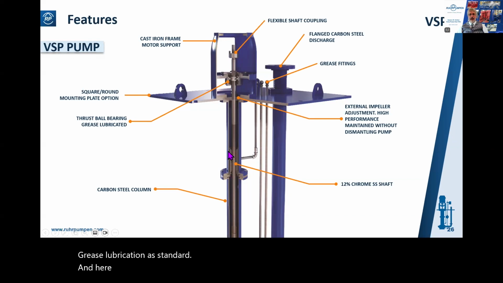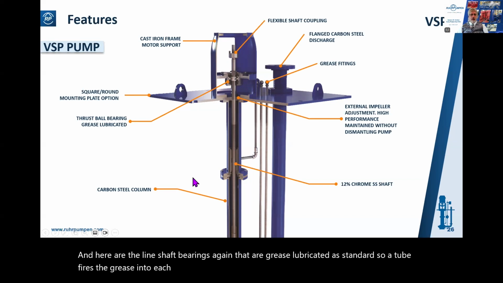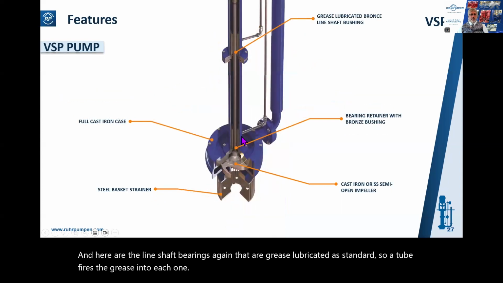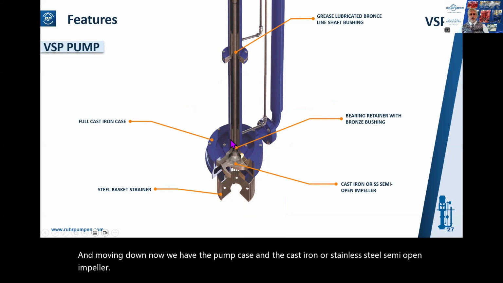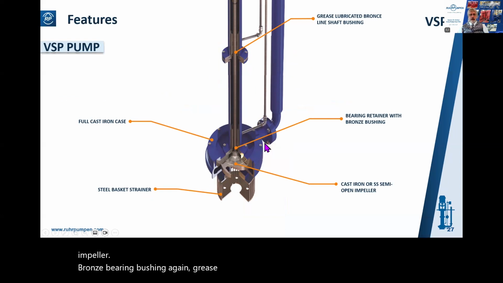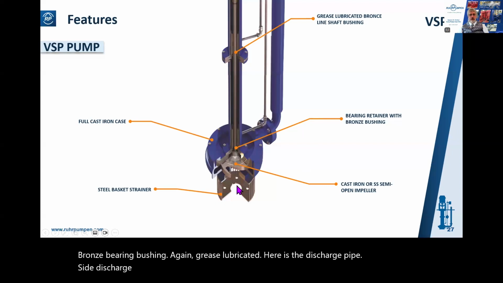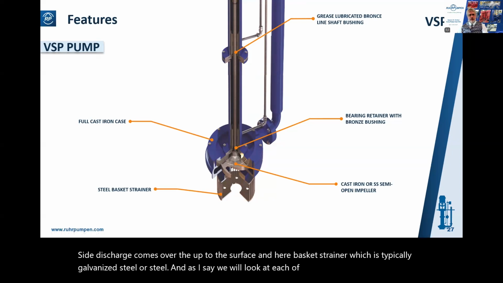And here are the line shaft bearings again that are grease lubricated as standard. So a tube fires the grease into each one. And moving down now, we have the pump case and the cast iron or stainless steel semi-open impeller. Bronze bearing bushing, again, grease lubricated. Here is the discharge pipe. Side discharge comes all the way up to the surface. And here, basket strainer, which is typically galvanized steel or steel. And as I say, we will look at each of these in a little more detail now.